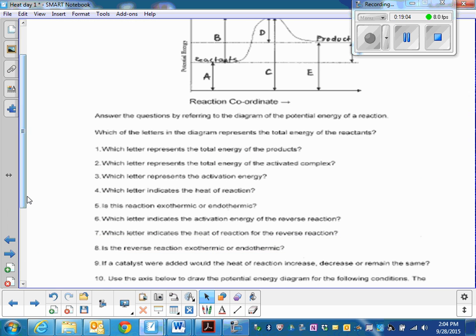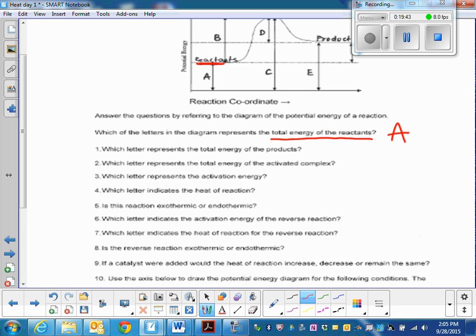So let's see. Starting with Soma at the end. Soma, which letter in the diagram represents the total energy of the reactants, the potential energy of the reactants? I got A, B, C, and D. All of them? Wait. I need only the potential energy of the reactant, Soma. Here is my reactant. Oh, my bad. So what is the total energy? A, very good.